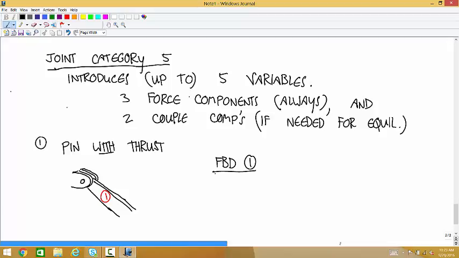Right. And so what's going to be joint category 6? It can't move at all. That's going to be a fixed joint. All rotation is prevented and all translation is prevented. Yep.